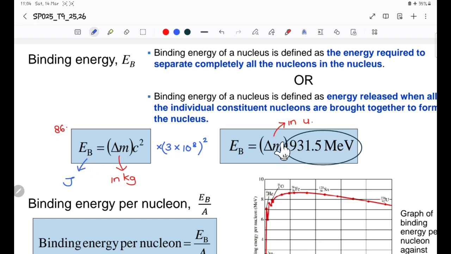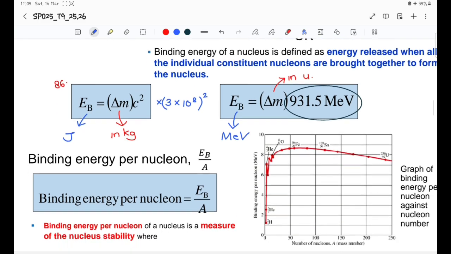Okay, however, since there is another unit of mass defect which has been introduced, atomic mass unit U. Okay, so if the value of delta M is in unit U, then to get the binding energy, we directly multiply it with 931.5 mega electron volt. So the unit for binding energy when using delta M in U will be in mega electron volt. Okay, so there's a conversion between how we get C squared to become 931.5 mega electron volt. However, I am not going to explain it in this video.